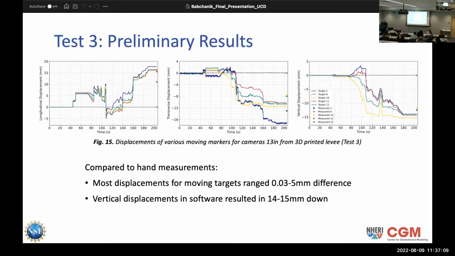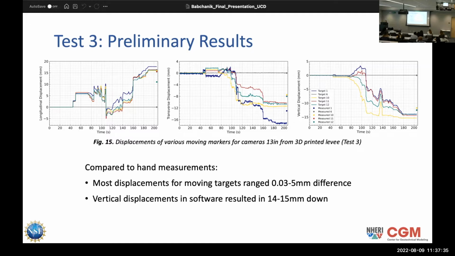So for test 3, it had the most inaccurate results compared to test 1 and 2, and there was a hiccup actually during the movement of the levee where it got a little bit stuck, and so it didn't lower fully on one side, and it lowered even more on another side. But the vertical displacements from TIMA ended up being around 14 to 15 millimeters down, where I was hoping for something closer to hand measurements, which were 12 to 13 millimeters.